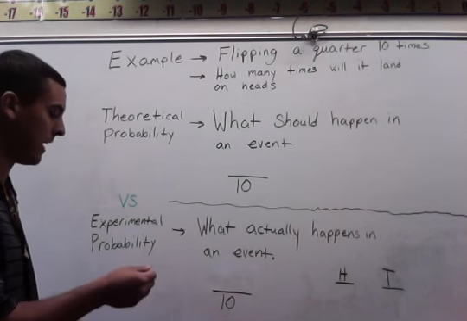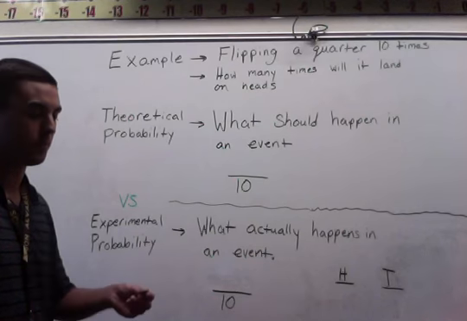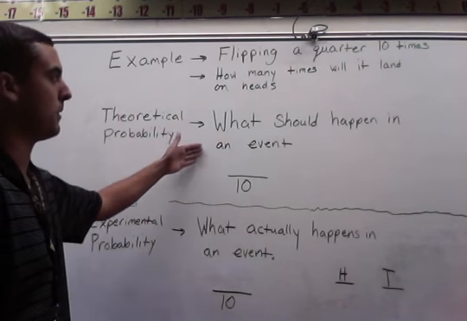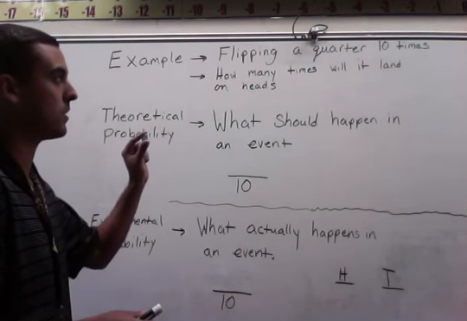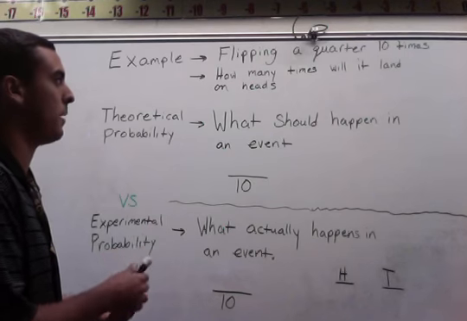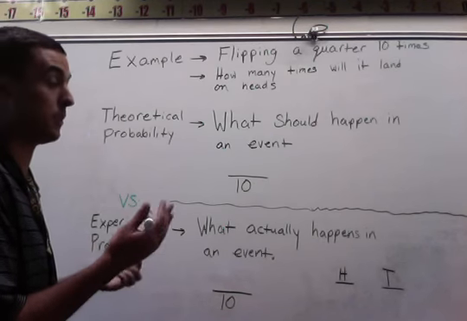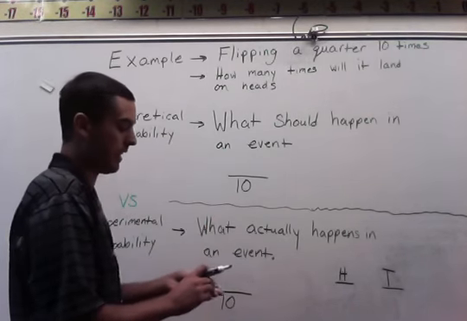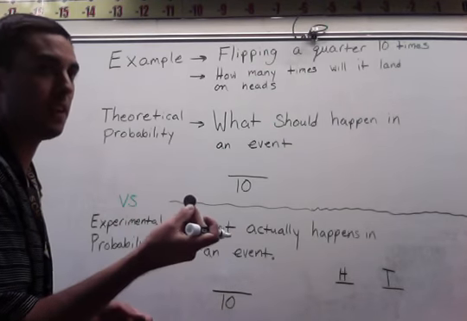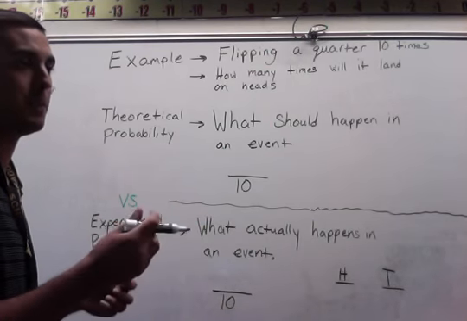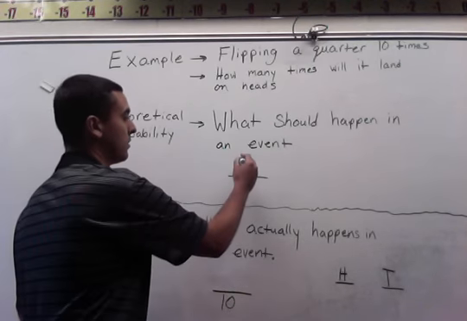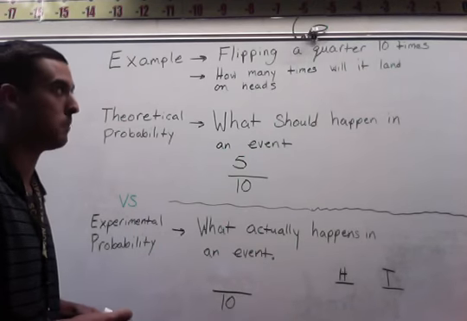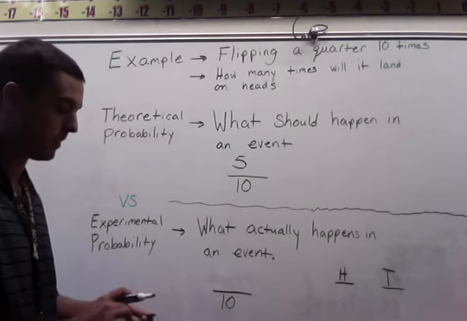All right, so let's go ahead and do this example here. Here we have a quarter, okay? What should happen if I flip this quarter 10 times? How many times would it land on heads? Well, in theory, if one side is heads and the other side is tails, and I flip it 10 times, 5 of those times should come up heads. The other 5 come up tails. That's what should happen, all right?